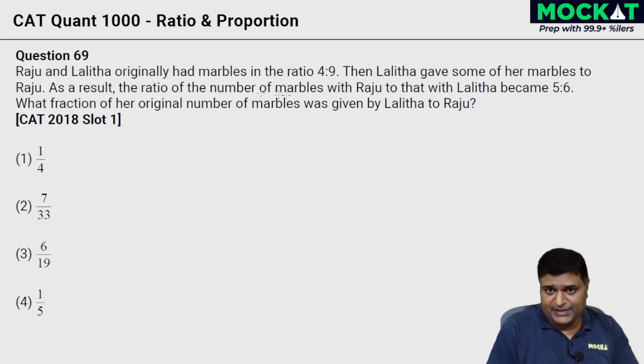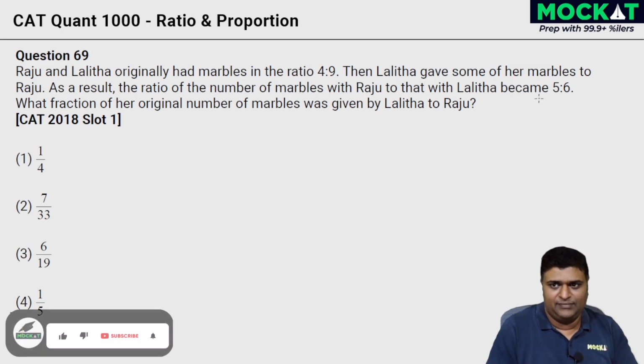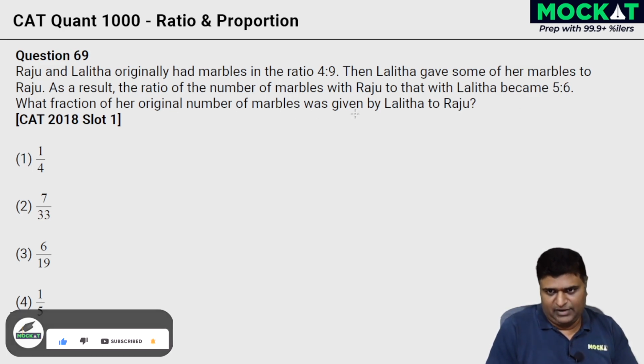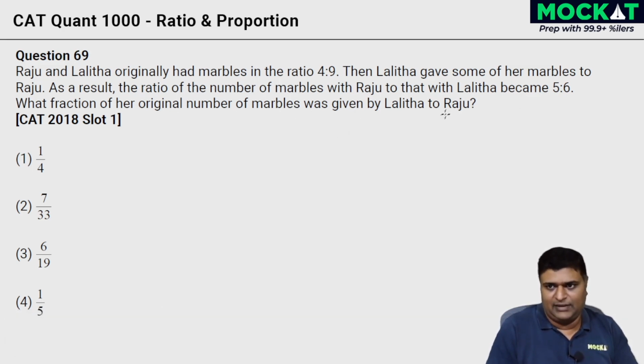Raju and Lalita originally had marbles in the ratio 4:9. Then Lalita gave some of her marbles to Raju. As a result, the ratio of the number of marbles with Raju to that with Lalita became 5:6. So, what fraction of her original number of marbles was given by Lalita to Raju? Now, we have only in terms of ratios, right? And finally, what's asked is also in relative terms. What fraction of her original marbles was given by her?